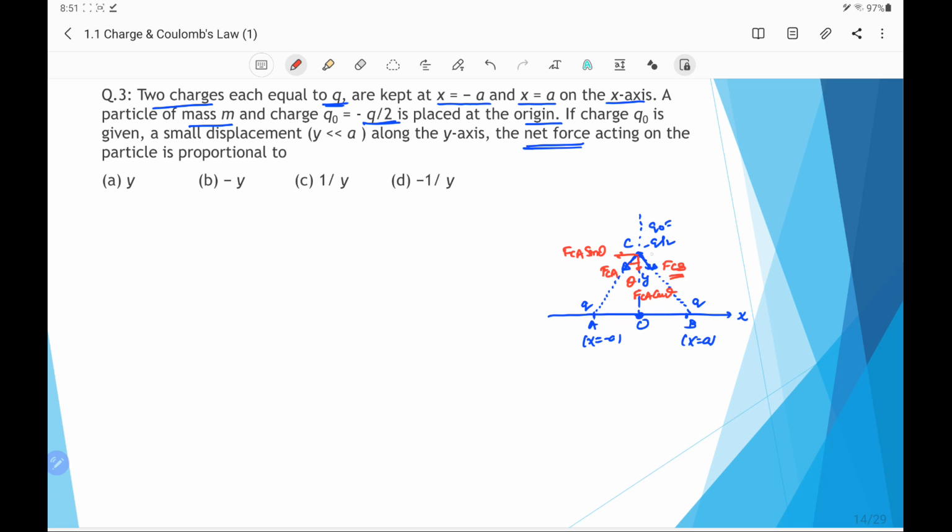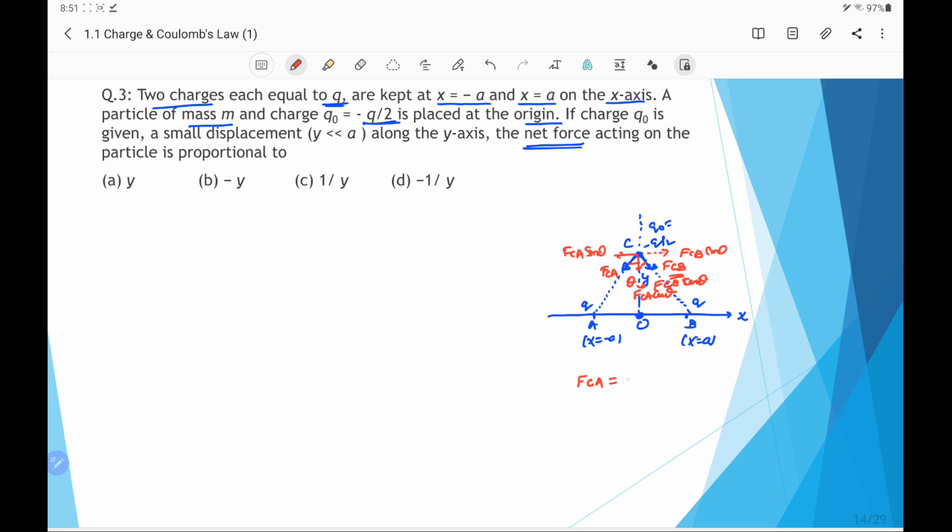Similarly, we can resolve this FCB. Again, there will be two components. One is FCB sin theta, because this angle will also be theta, and another will also be downward, that is FCB cos theta.